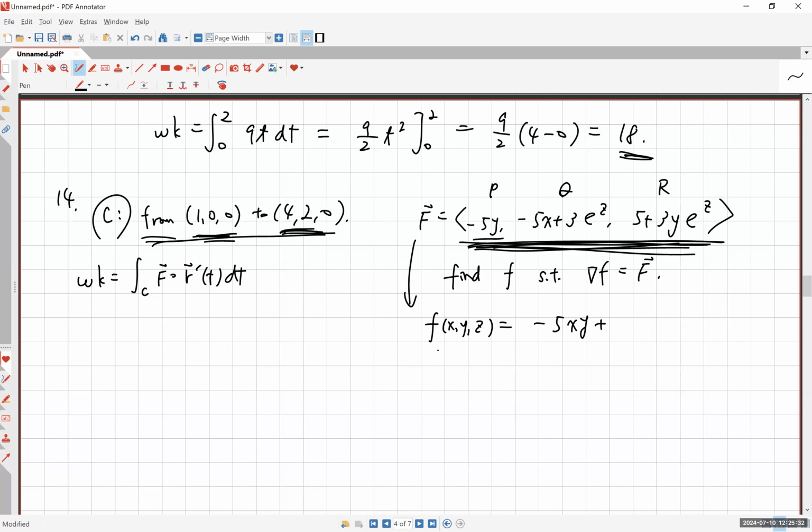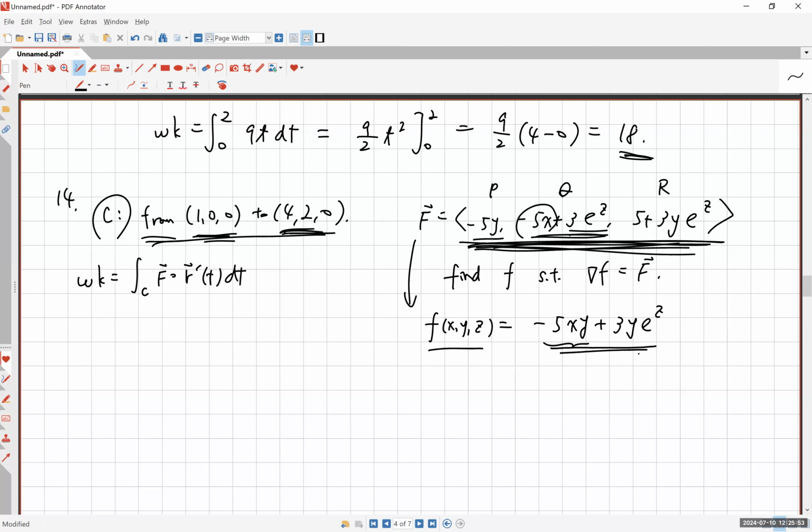And if you differentiate f with respect to y, you get this. So that means you have to have negative 5xy as before. You also have to have 3y e to the z power in order for you to get this term in fy, right? So take a look.